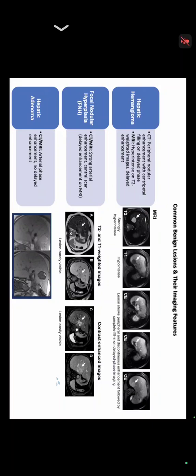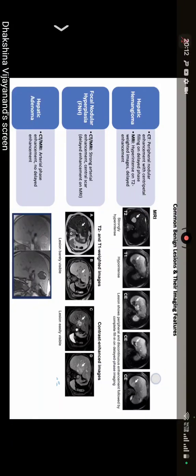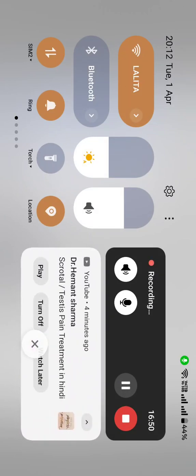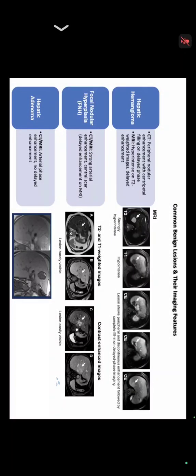Say even if it is atypical, we would further warrant, if it is atypical, we might have to rely on biopsy. So coming to the other common benign lesion, hepatic adenoma. It has arterial phase enhancement, and there is no delayed enhancement. Sometimes it is difficult to differentiate from well-differentiated carcinomas, which might require the background of the patient or background disease, and probably sometimes require a biopsy.